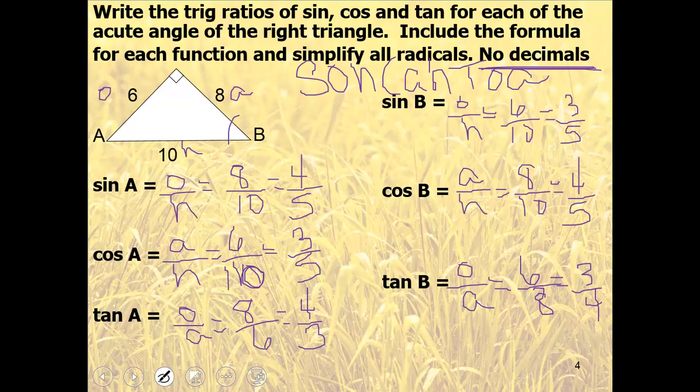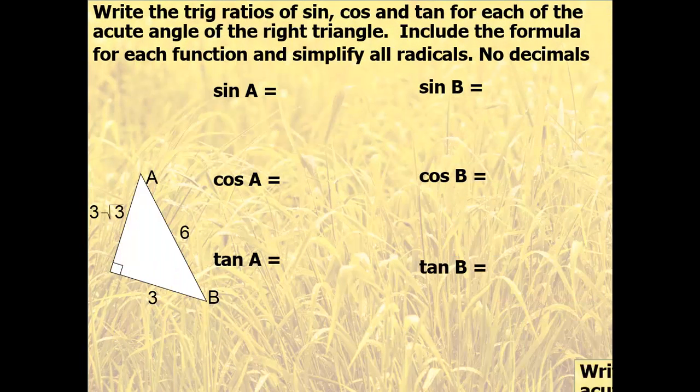All right, here we go. Easy peasy lemon squeezy. Let's try another one. This one's going to be a little bit more difficult because we're going to have to rationalize this radical right here. We have a radical in a side length, so we're going to have to practice rationalizing.